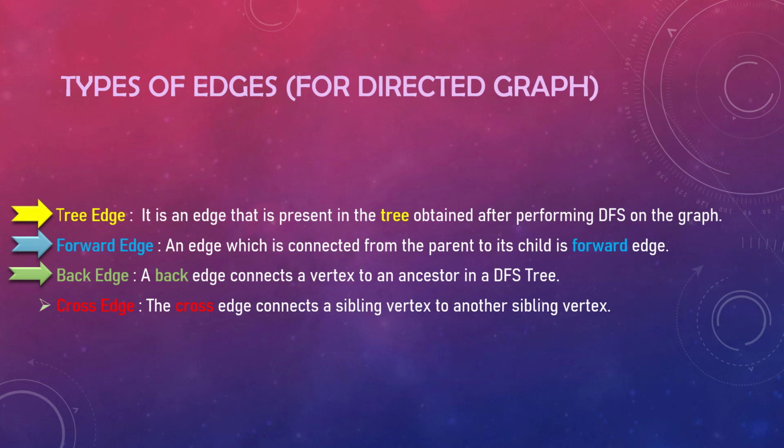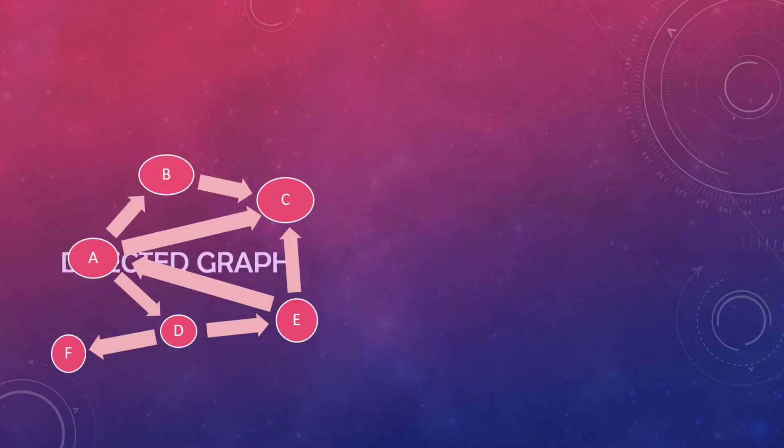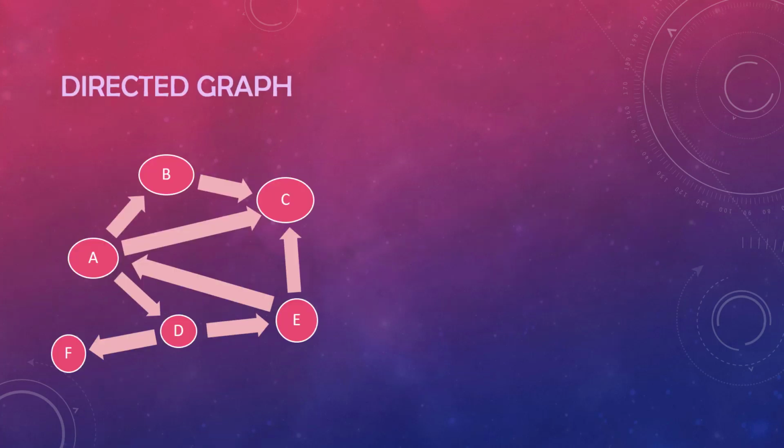And lastly, when an edge connects a sibling to another sibling vertex, then it's the cross edge, which means it connects vertices in two different DFS trees, or two vertices in the same DFS tree, neither of which is the ancestor or descendant of the other. So a DFS graph can be directed or undirected. Depending on the source vertex, the tree structure can also be different. First we will take the complex case, that is the directed graph.